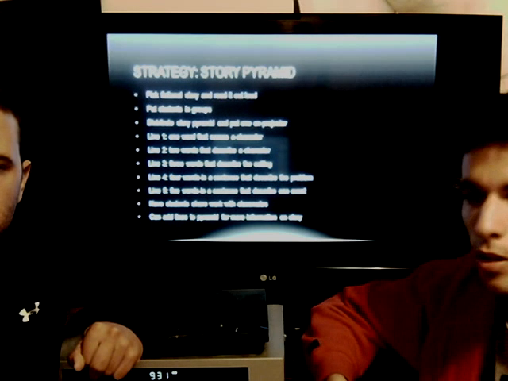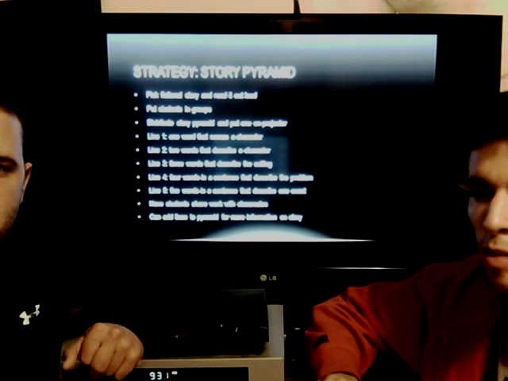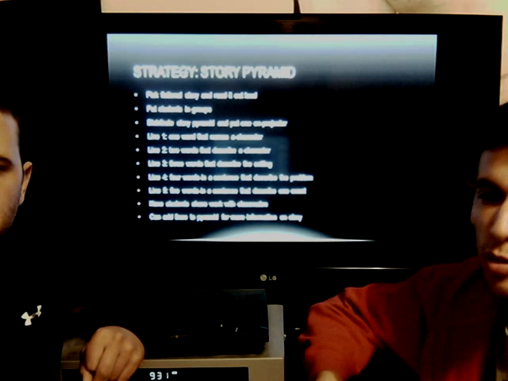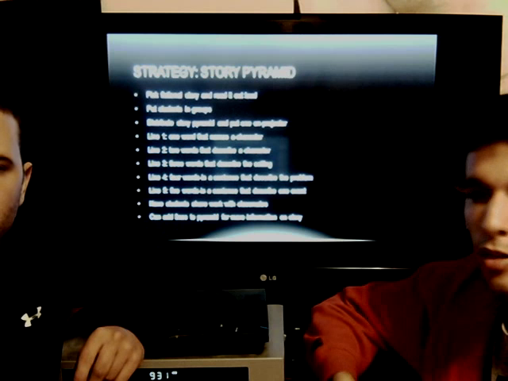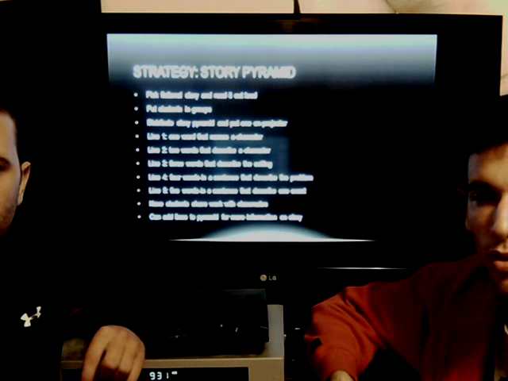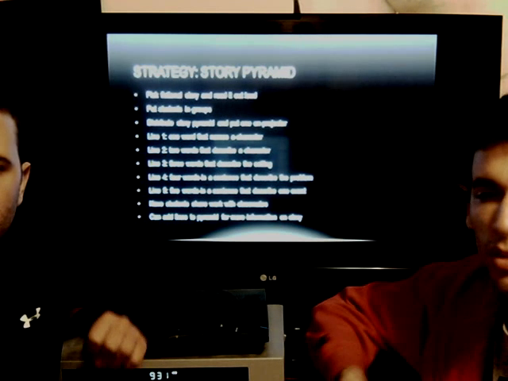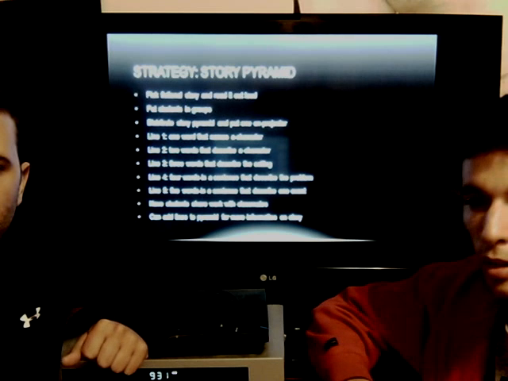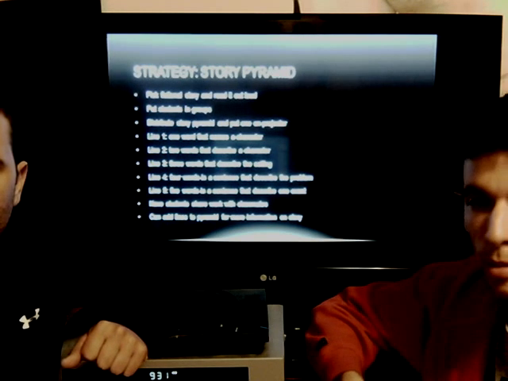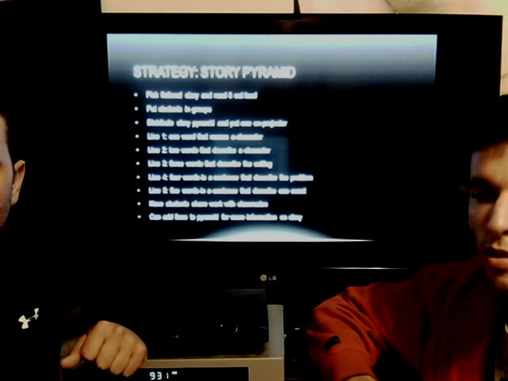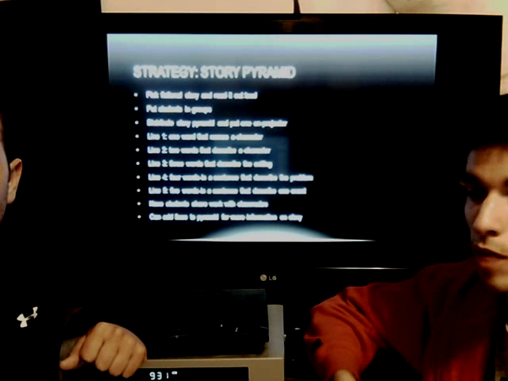Basically, the first line in the pyramid is where the students write down one word that names a character. The second line is 2 words that describe a character in the story. Line 3 is 3 words that describe the setting of the story. The next line is 4 words in a sentence that describes the problem. And the 5th line is 5 words written in a sentence that describe one event.